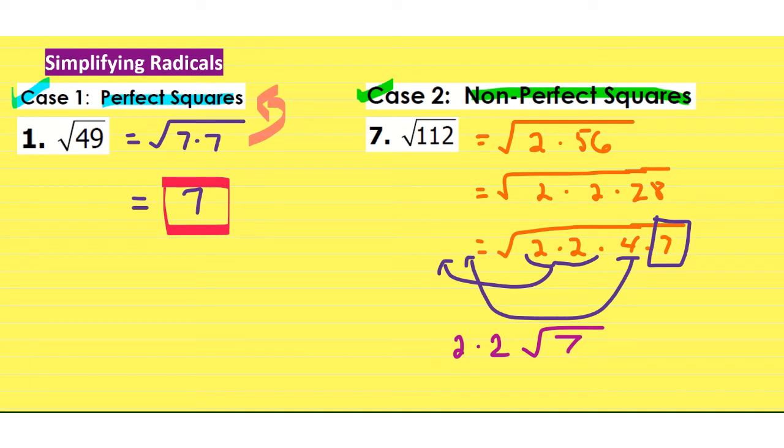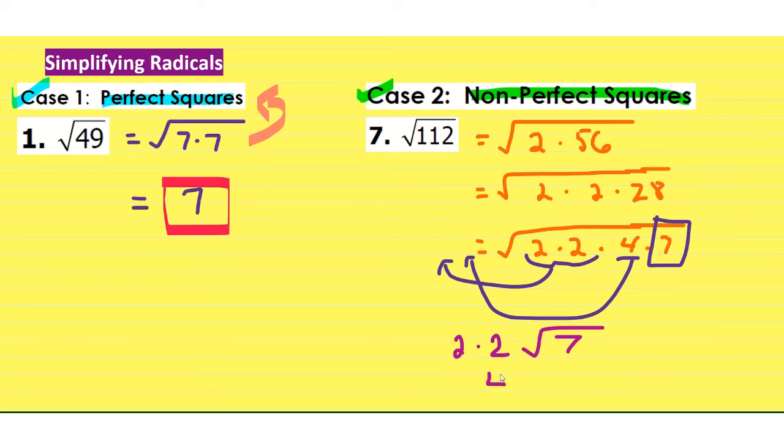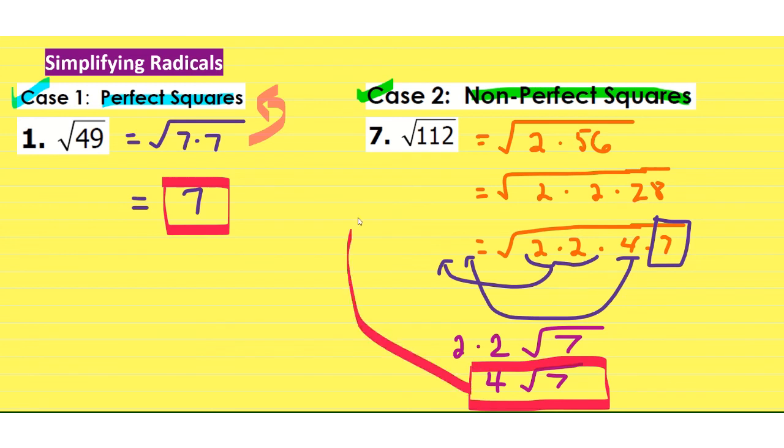So now we're going to put our 2's back together. When we put our 2's back together, 2 times 2 is 4, and that's times the radical of 7, or the square root of 7. So this is going to be the final simplification of the square root of 112.